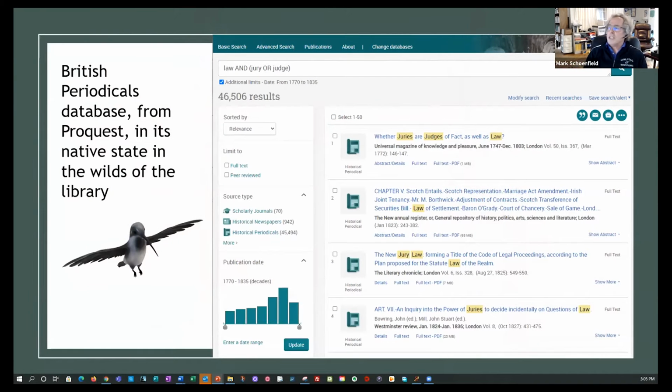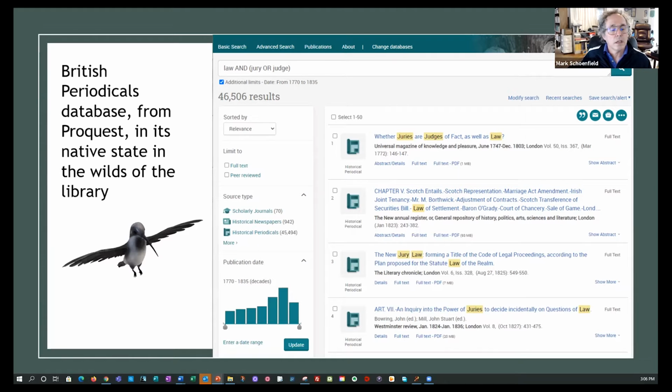So the British Periodicals, this is just a quick screenshot. And if you can't see it, well, you don't need to. It's all mostly decorative, but from ProQuest in its native state. What you're seeing here is a search for the word law and either the word jury or judge, so something that would put it possibly in the realm of litigation. One way of thinking about litigation, not the only. And you can see 46,506 results within 1770 to 1835, which is roughly the time I'm interested in. And so the question is how to manage this.